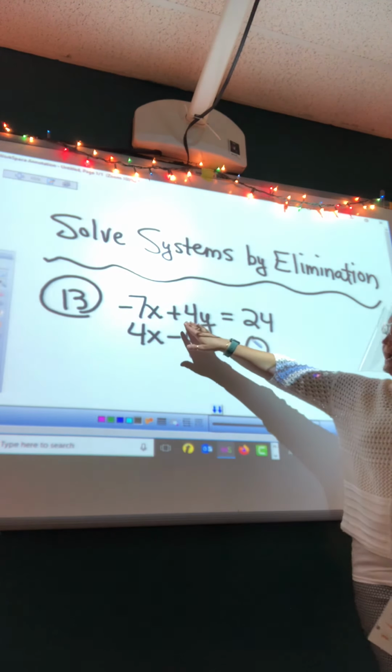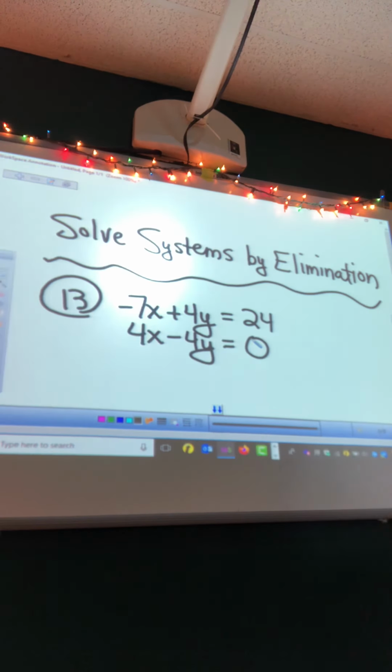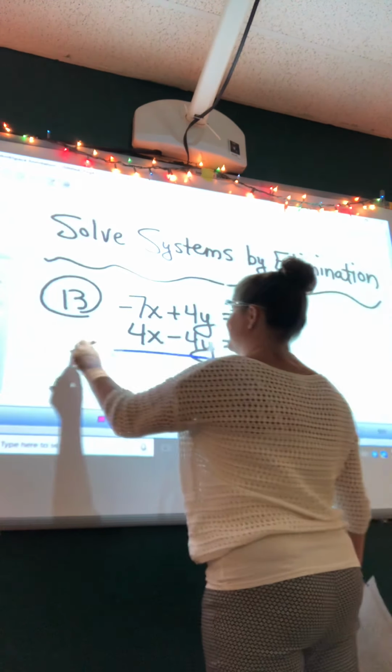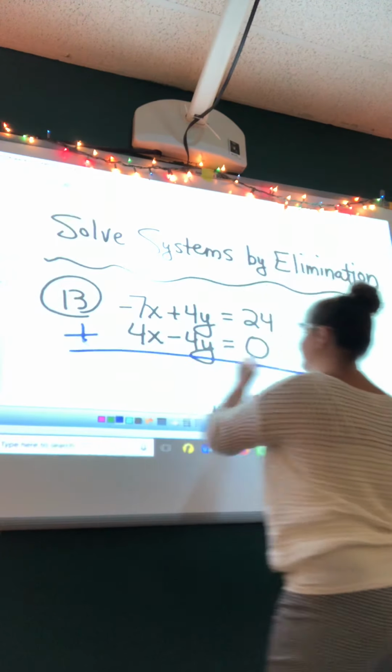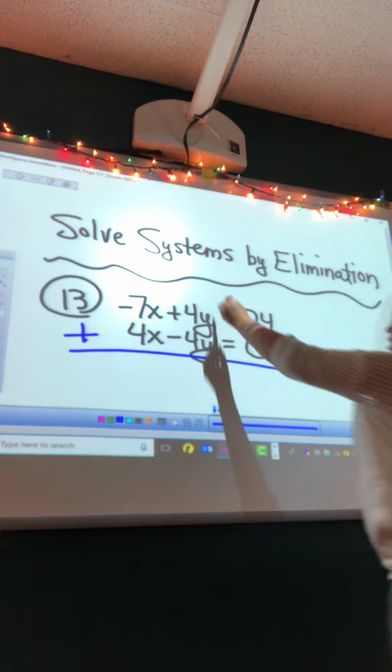So see where I have a 4y and a negative 4y? This is set up for elimination. Okay? Canceling out, getting rid of something is that word elimination. So when I look at this, this is set up nice and neat for elimination. If I were to add the two equations together from the get-go, it's going to cancel out or get rid of those 4y's. So those are gone.